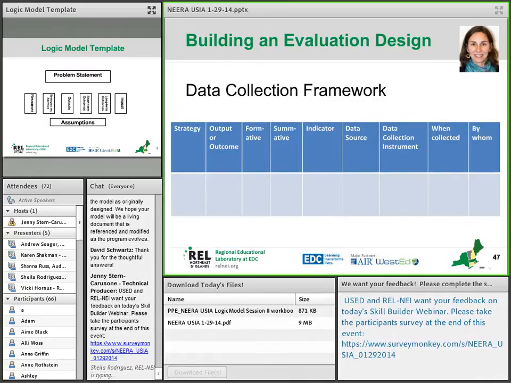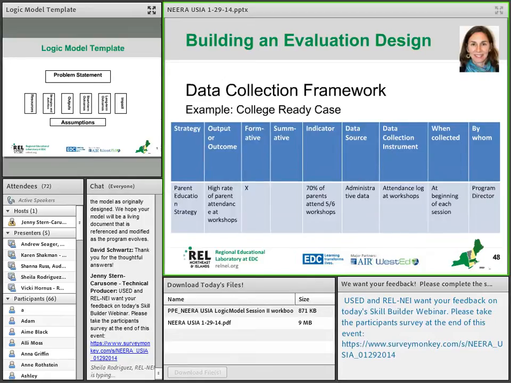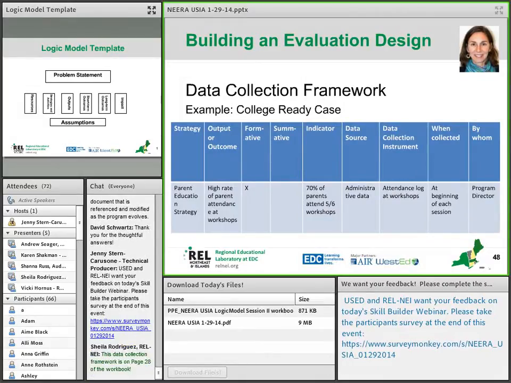And here we've just provided a tool, and it's in your workbook. We're going to walk you through a couple of examples just to illustrate it. So the first example is the College Ready case. If you remember, we talked about the parent education strategy being an overarching strategy of the College Ready case. An output or outcome of interest related to the parent education strategy is a high rate of parent attendance at those workshops. So the activity is a series of workshops, and an outcome of interest would be high attendance.